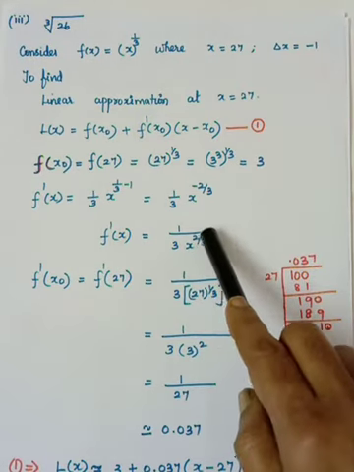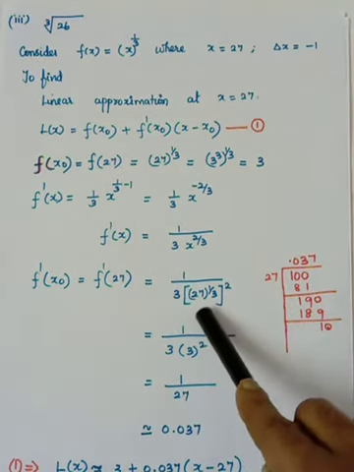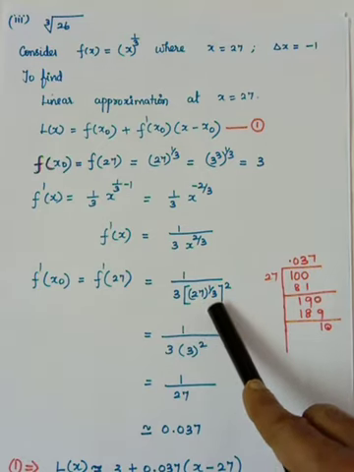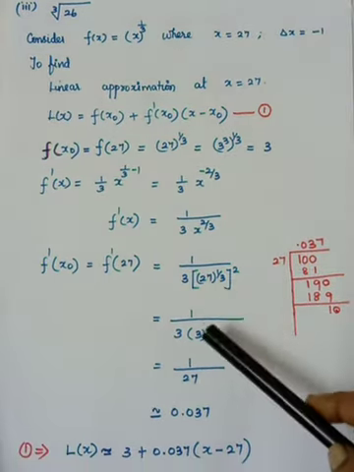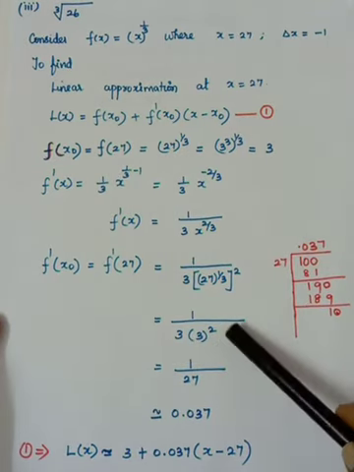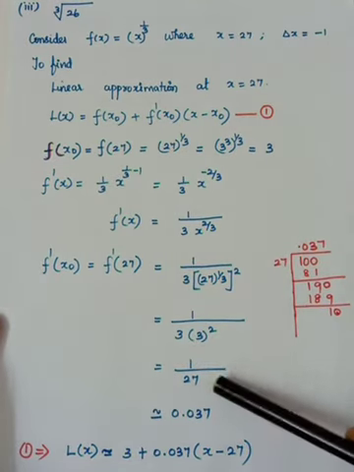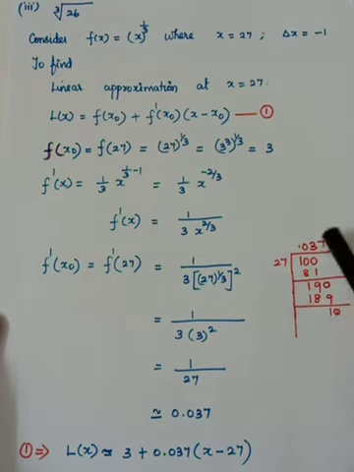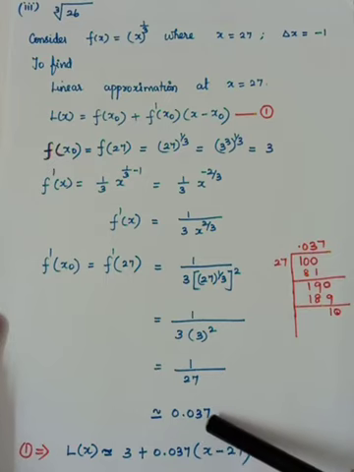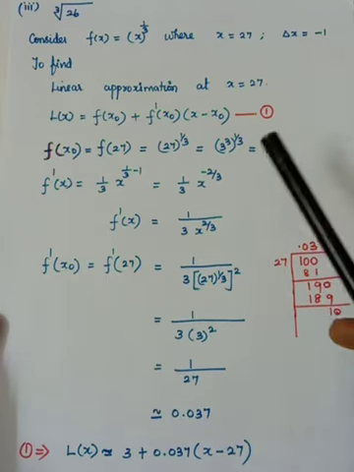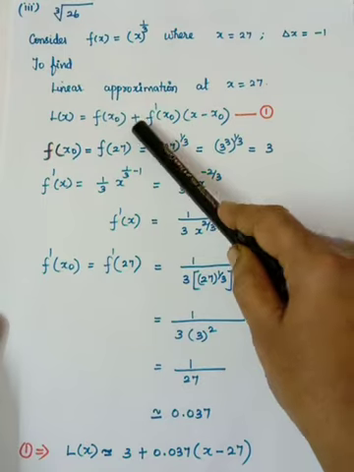So in the place of x you have to substitute 27. So 27 to the power 2 by 3 can be written as 27 to the power 1 by 3 the whole square. So 27 to the power 1 by 3 is 3, so it is 3 square. 3 squared is 9, 9 3s are 27. So 1 by 27, if you divide, you will get the approximated value as 0.037. Okay, so these two values have to be substituted in this formula.